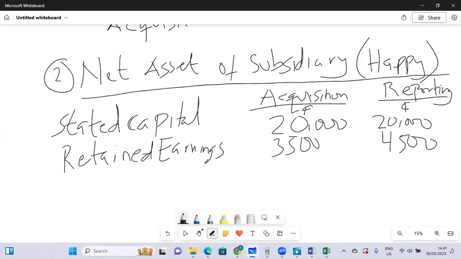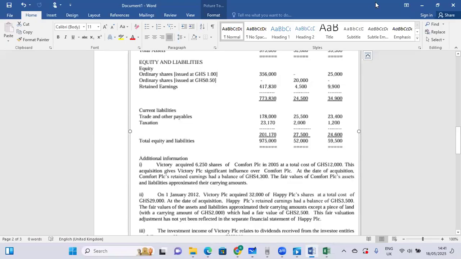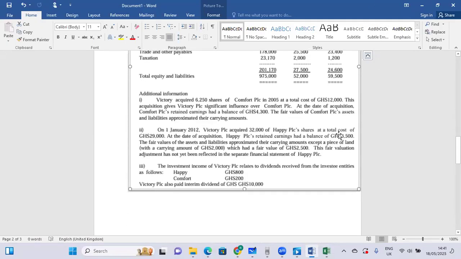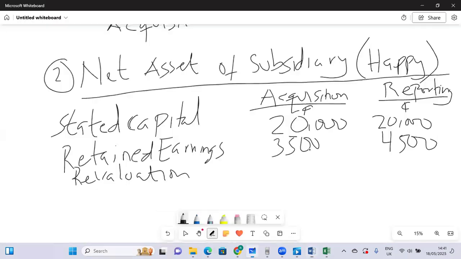Now, we had a land revaluation, so revaluation will come. And the thing was that the land was what? 2,000, and then it now has a fair value of what? 2,500. So meaning there has been an increase of what? 500. We bring the 500 in here. And then in the previous video, I told you that when it comes to revaluation, it will be both at the reporting and then at acquisition. So 500.